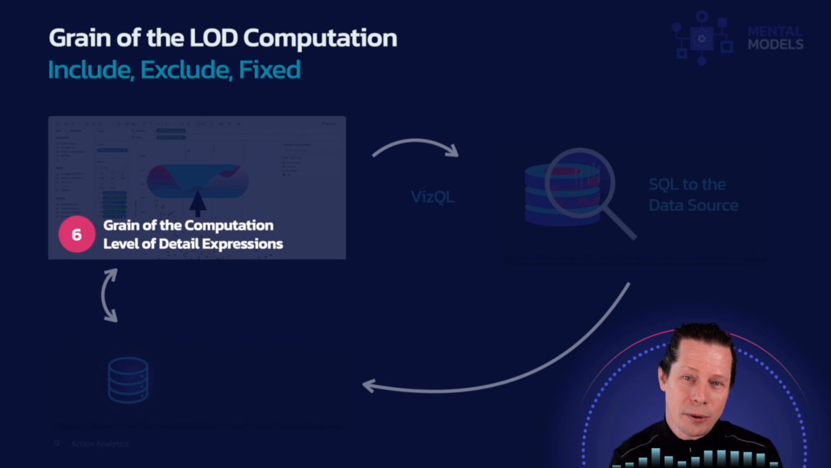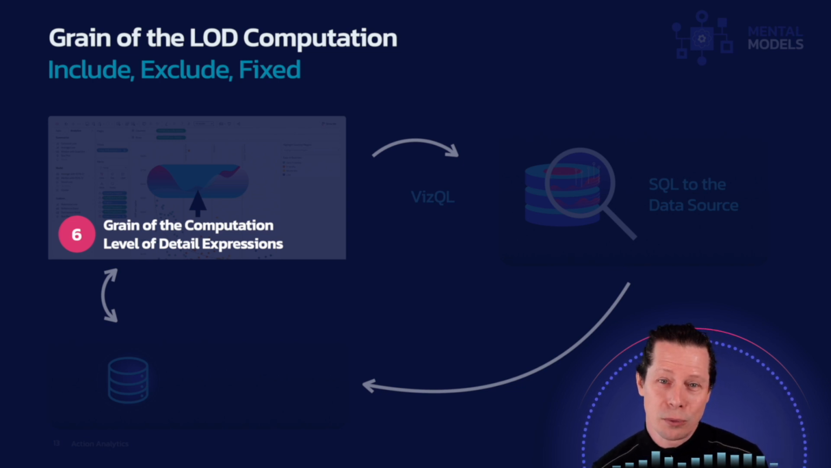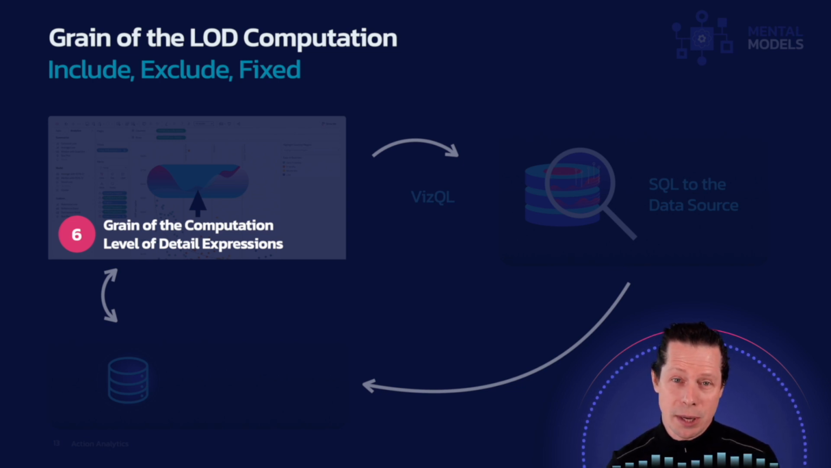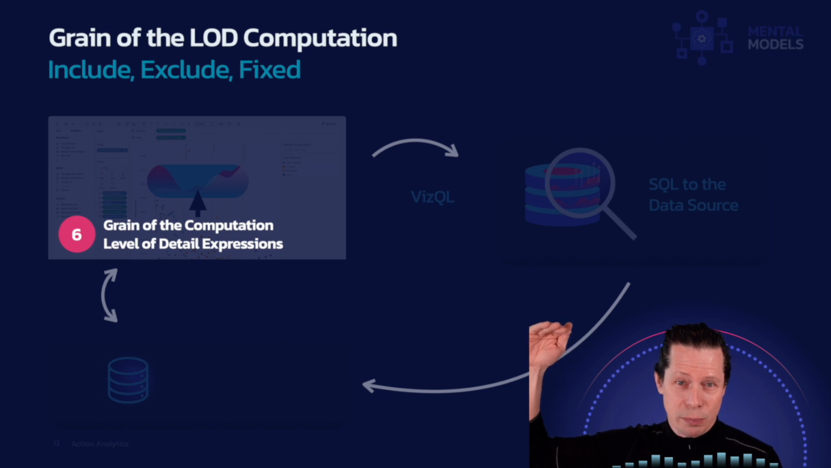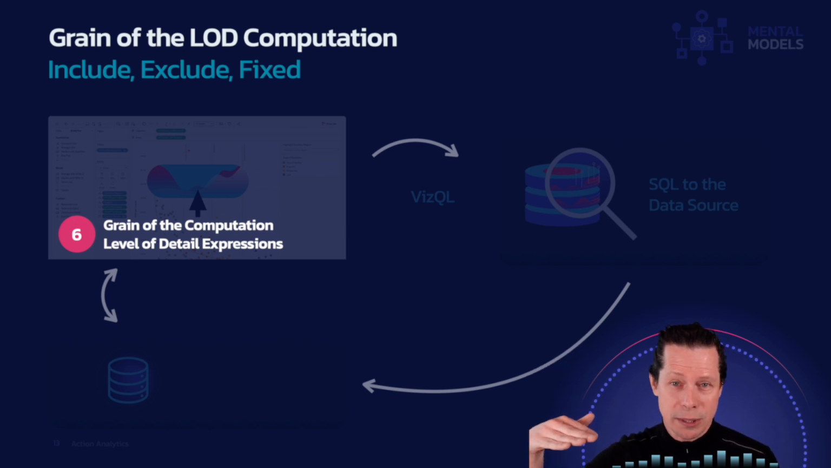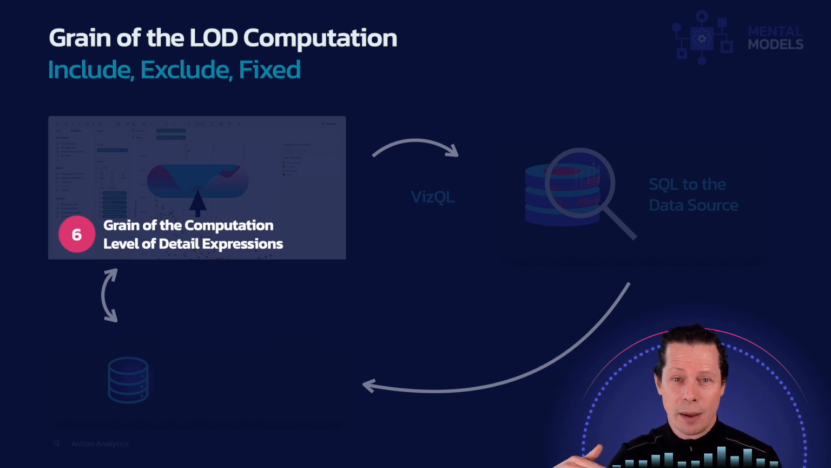And that then is what I'm referring to as the grain of the computation, because I may want to fix a level of detail expression or just begin from the viz LOD and include something else. And so we can have other computation with these level of detail expressions that are just running at some other granularity that's not the grain of the canvas.